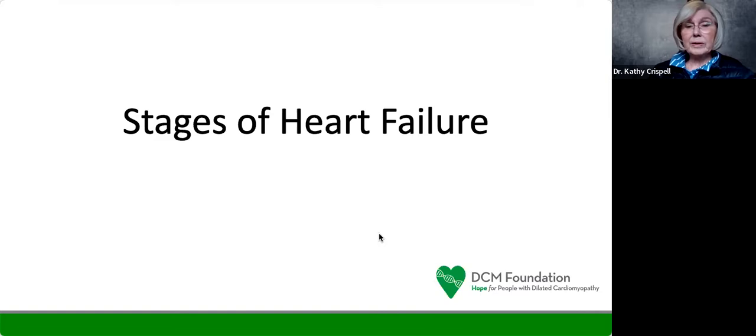The other important point that I'd like to make is that heart failure itself is not a disease. Heart failure is what we call a syndrome. A syndrome is a constellation of signs and symptoms, and it's caused by a disease. So certain types of diseases lead to heart failure, and we are primarily concerned with cardiomyopathies, and specifically dilated cardiomyopathy that can lead to heart failure. So that's the context of our talk today.